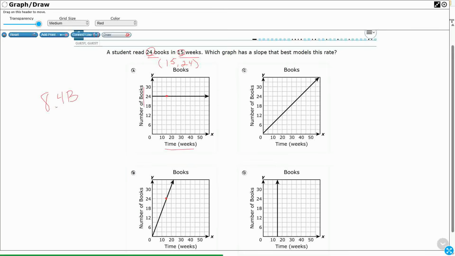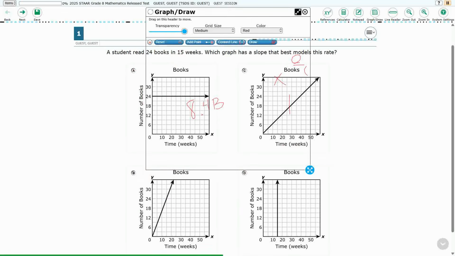If we're looking at C, do not see that point. What we do see is probably that point reversed. We do see the 24, 15. And then it goes to 24, 15, but this is just strange. The time stays the same, but the number of books increases. So these two don't make any sense. This is just reversed, right? This is 24, 15. So our answer here is going to be B.